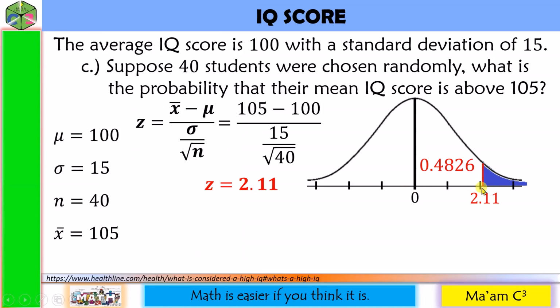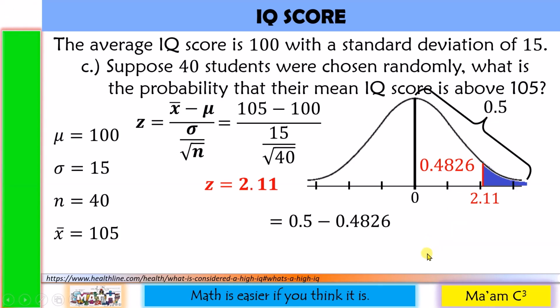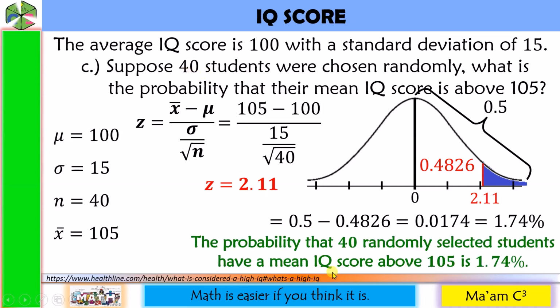up to 2.11. To solve for this area, again, half of the normal curve is 0.5. So we'll subtract 0.4826 from 0.5. And this will give us 0.0174. Moving the decimal point 2 places to the right, 1.74%. To answer the question, the probability that 40 randomly selected students have a mean IQ score above 105 is 1.74%.